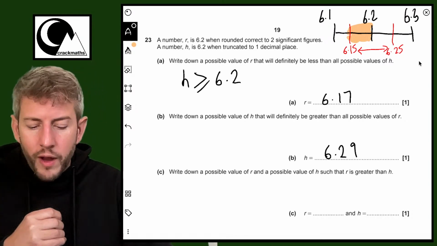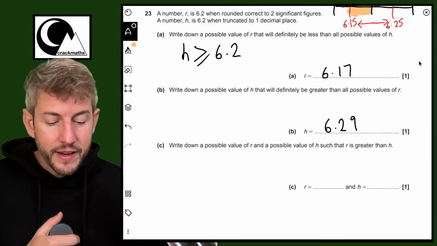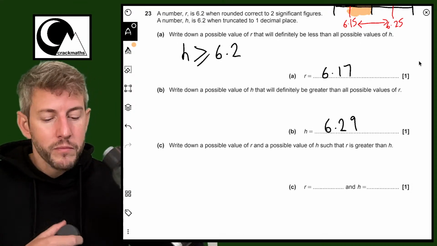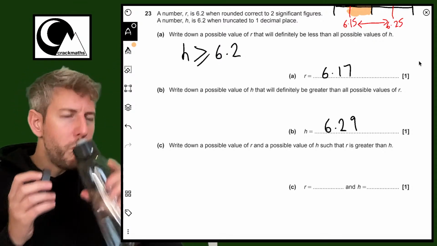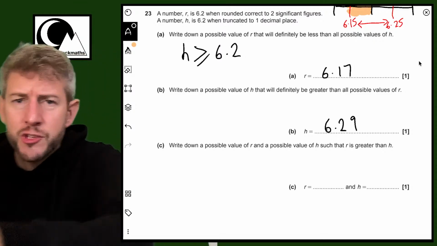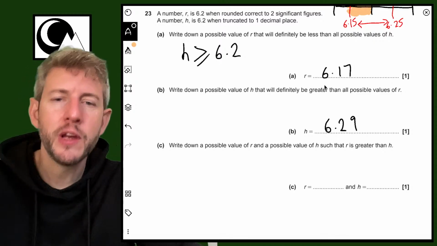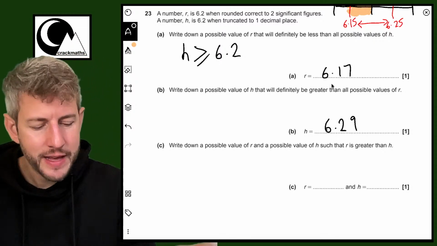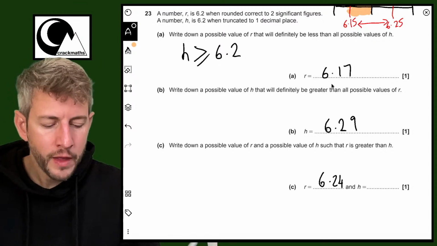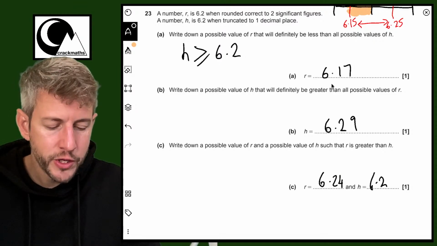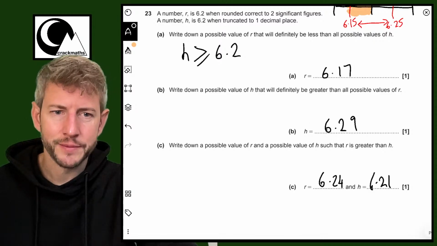Right. Write down a possible value of r and a possible value of h such that r is greater than h. So let's say r was 6.24 and h was 6.21. There we go.